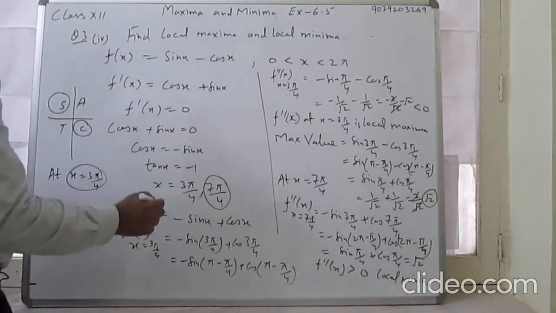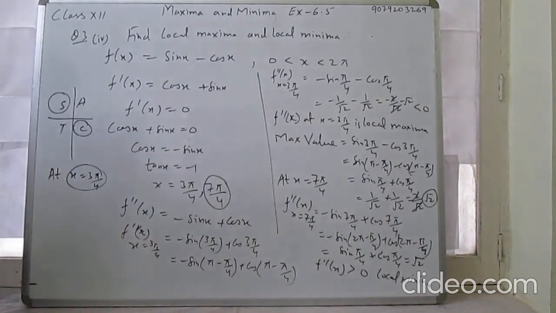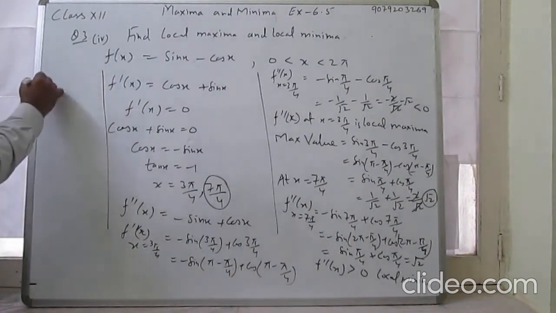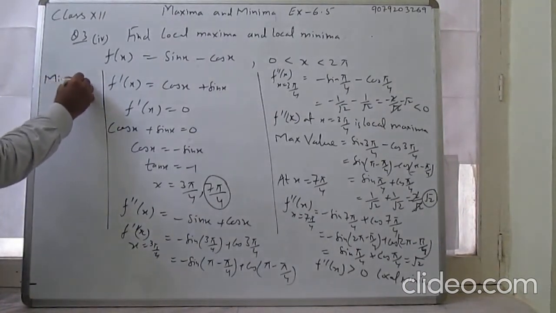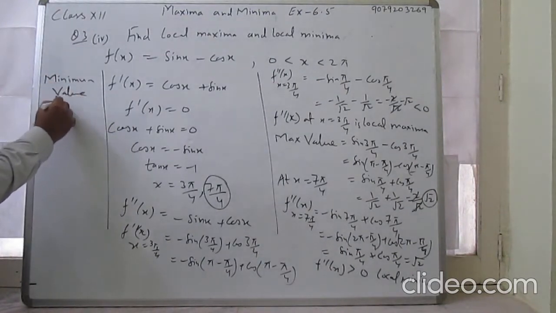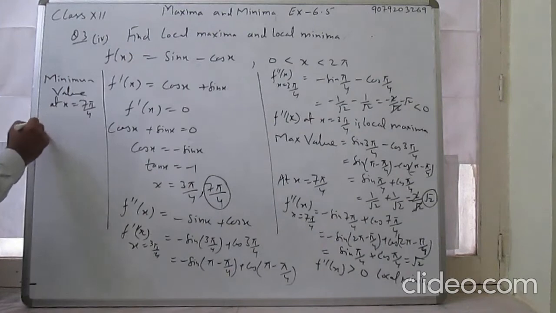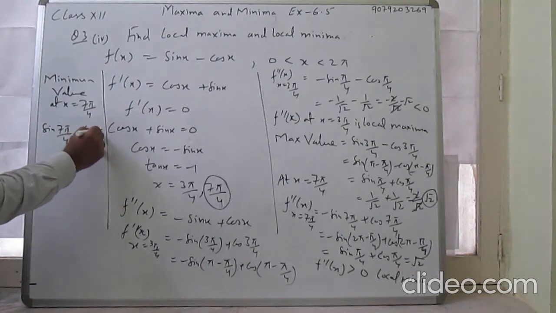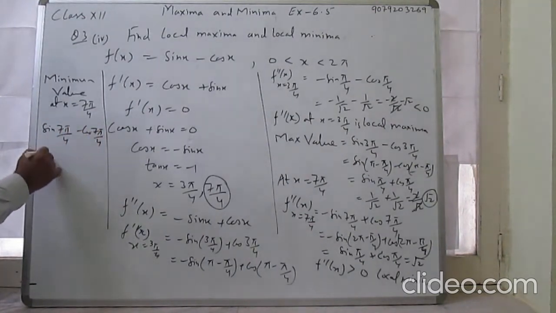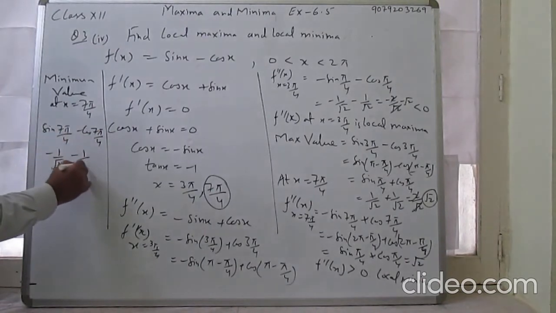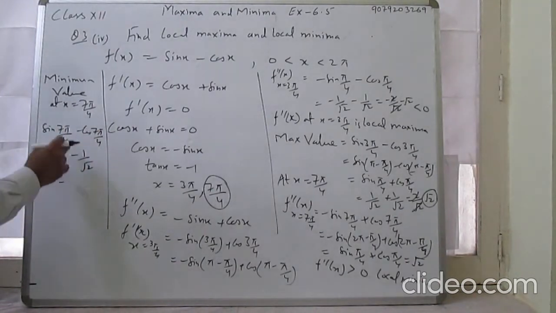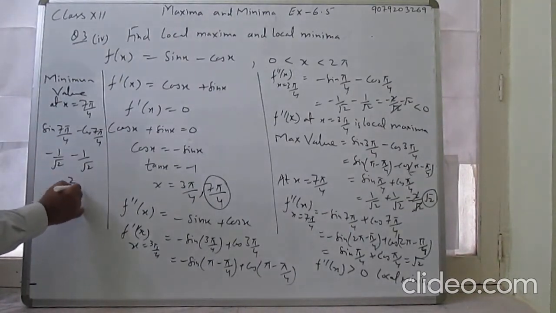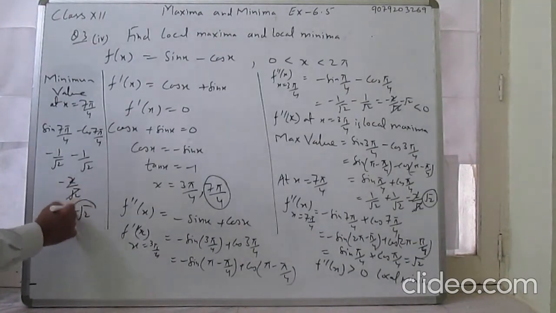So the minimum value, I can find it here, the value at x is equal to 7 pi by 4 is sin 7 pi by 4 minus cos 7 pi by 4. It comes minus 1 by root 2 and minus 1 by root 2. It is 2 upon root 2. This will cancel out and it will come minus root 2.